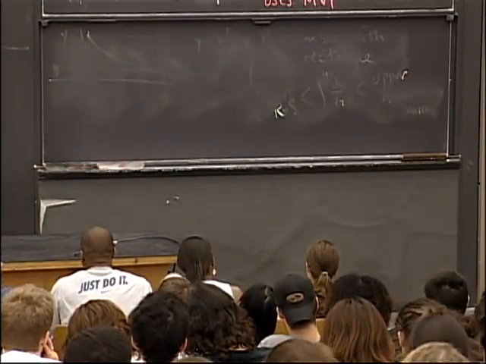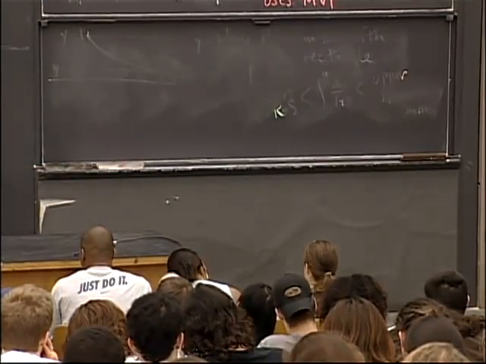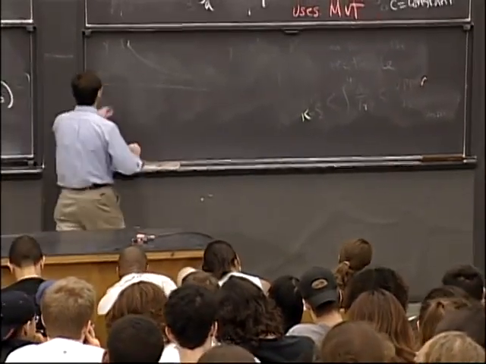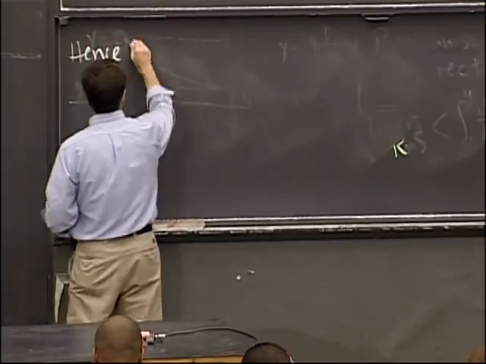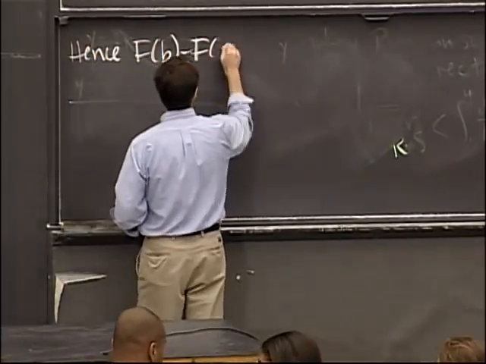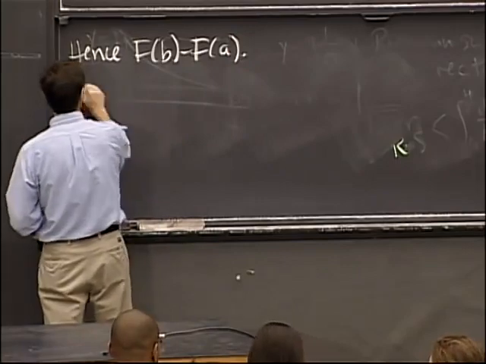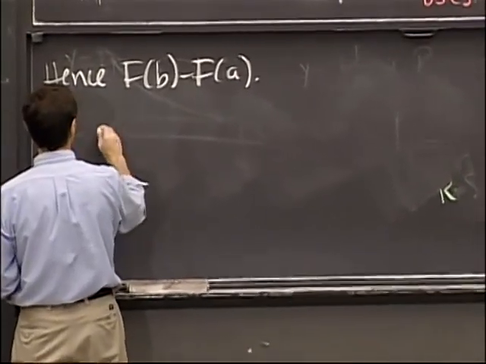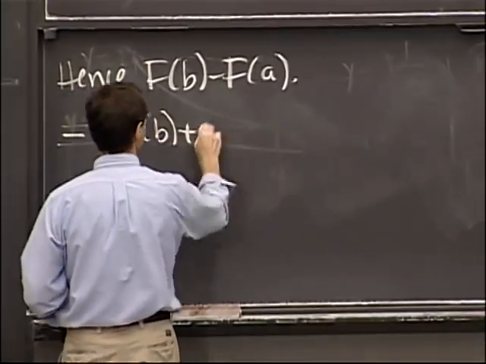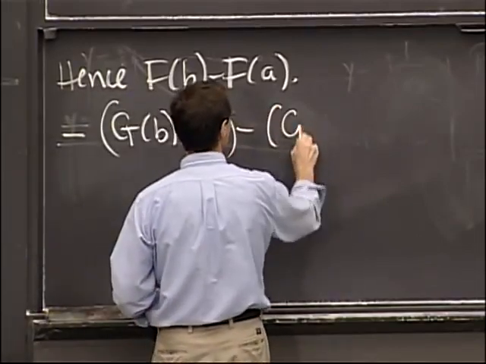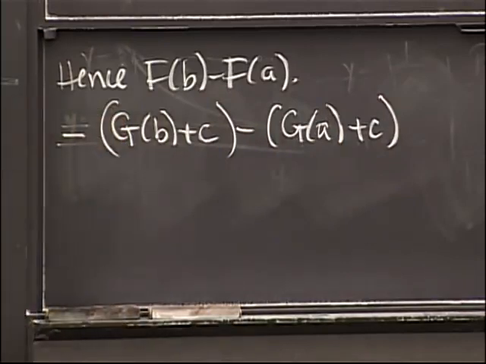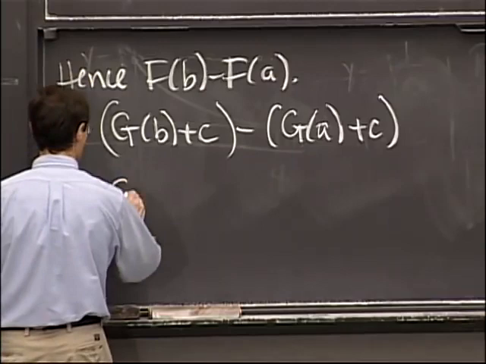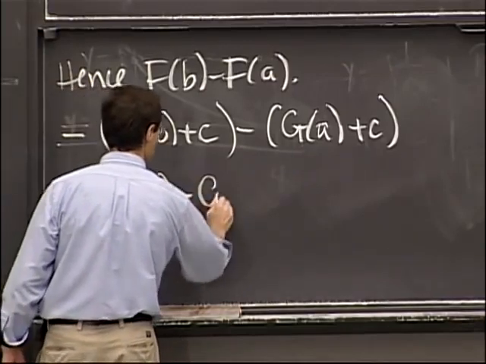All right, so we're almost done. I just have to work out the arithmetic here. So I start with f(b) minus f(a). And that's equal to g(b) + c minus (g(a) + c). And then I cancel the c's. So I have here g(b) minus g(a).